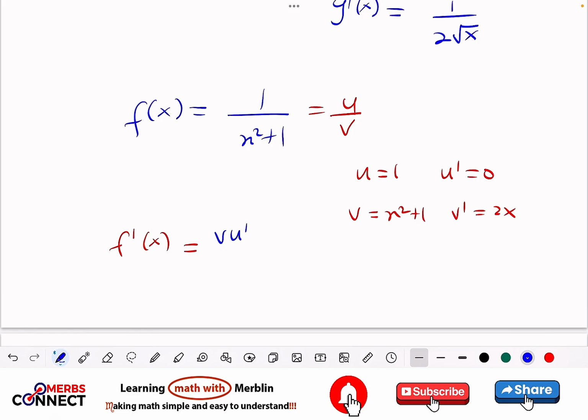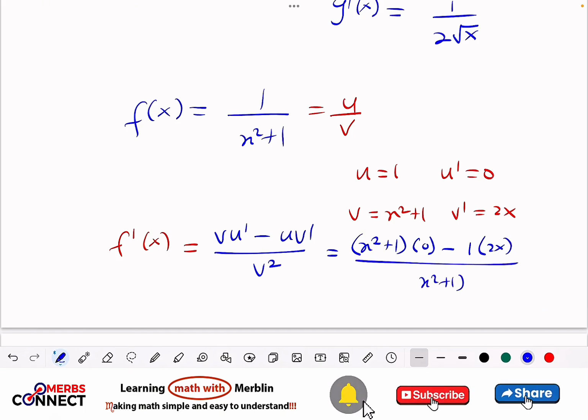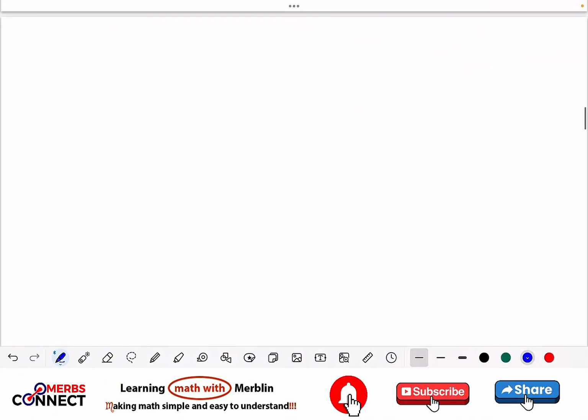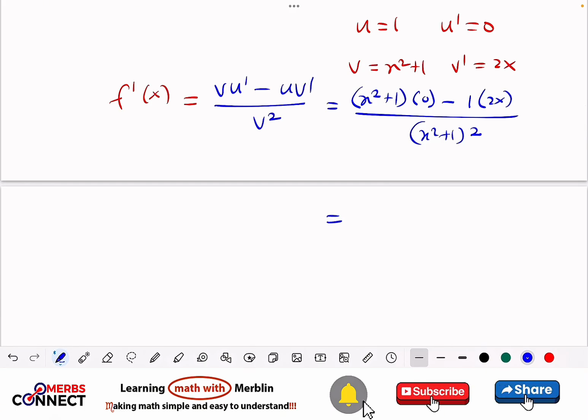So f prime of x will be equal to v u prime minus u v prime divided by v squared. So v is x squared plus 1, u prime is 0, minus u is 1, and v prime is 2x, divided by x squared plus 1 all squared. So we're just doing substitution here. What are we going to get? This one will be 0. This will go to 0. So we are going to have minus 2x divided by x squared plus 1 all squared. So this is going to be f prime.